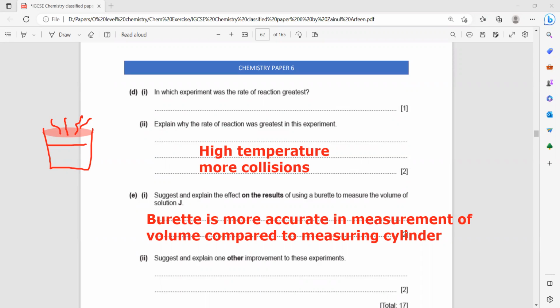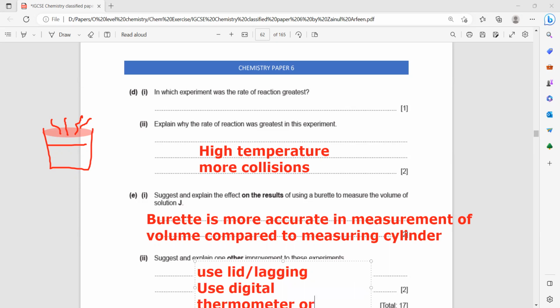Or even, for example, if you are using a stop clock or a stopwatch, as you can see, this one is an analog stop clock, so we can use a digital timer or a digital thermometer. So we can use a lid or lagging, or we can also use a digital thermometer or a stopwatch.